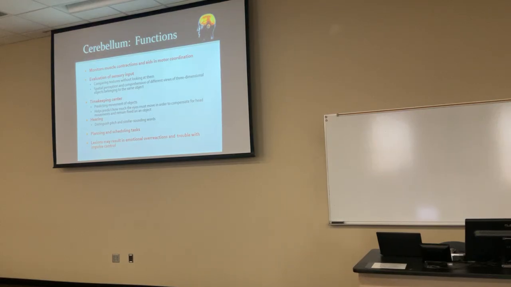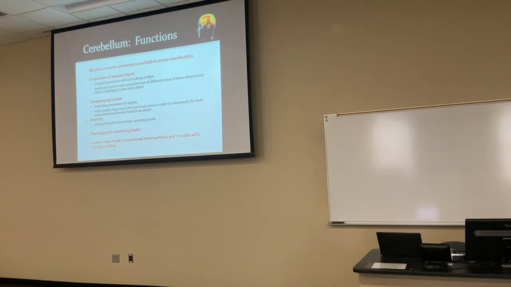But since that was first discovered, there have been a lot of other functions of the cerebellum. One of them is evaluation of sensory input, such as comparing textures of objects without looking at them, in other words, just by touch. And it's also involved in spatial perception and comprehension of different views of a three-dimensional object, like being able to recognize that a side of a three-dimensional object is part of that object itself. There's also a timekeeping center that's involved in prediction of the movement of objects.